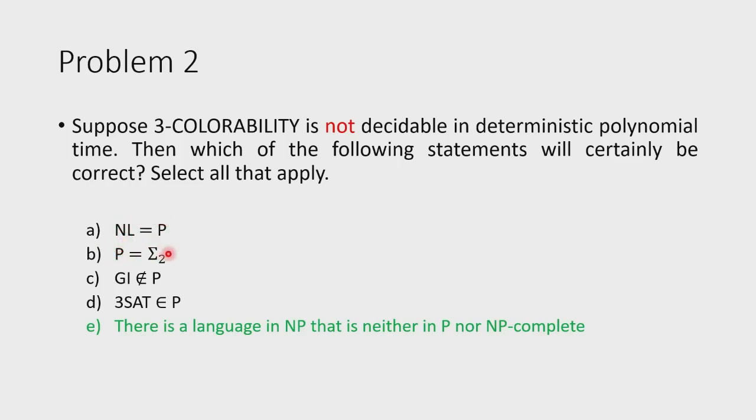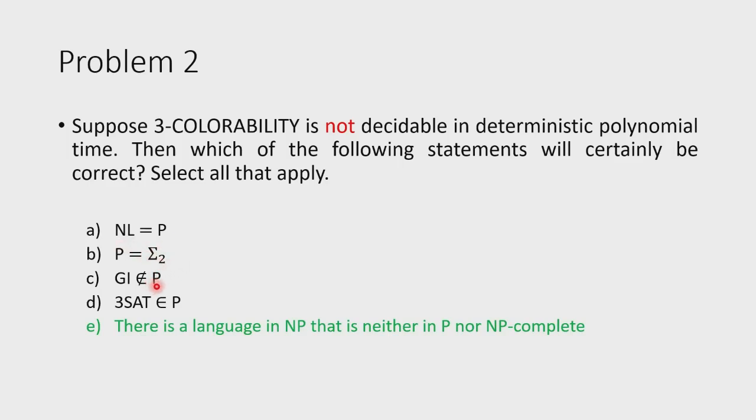Now option B is definitely false, because if P equals sigma 2, then P must contain NP, which would imply that P equals NP, but 3 colorability is not decidable by a deterministic Turing machine, which means P not equals NP, right? So the second option is definitely false.